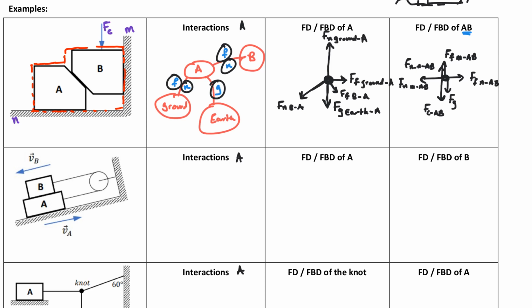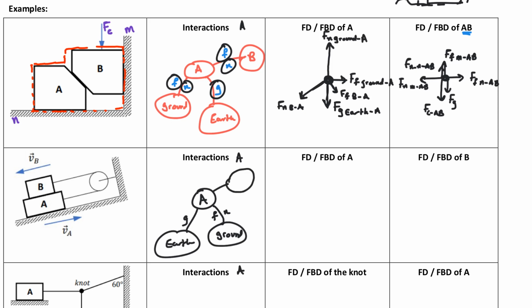Okay, let's try the next one. For interactions, we got A interacting with Earth, gravitational. It's interacting with the ground. That's contact, so that could be friction and it could be normal. And okay, what else is touching? So it's touching the ground, already taken care of. It's touching this rope over here. And this rope kind of goes back and goes to B, so I'm actually going to say it is an interaction with B.